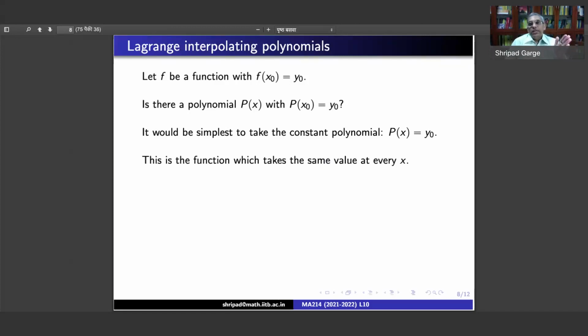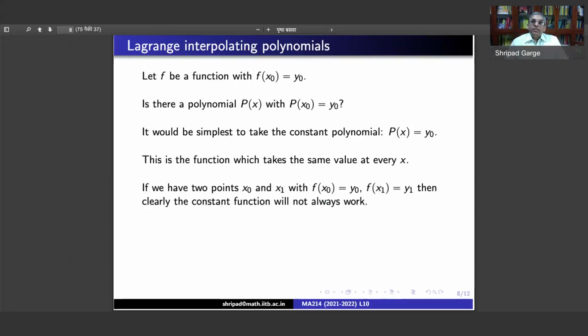At every point x, it will have the same value, which is y0. Okay. So once having cleared this thing, in mathematics, it is also very important to do some of the most initial cases. So once you have done with the initial cases, only then you can build some theory for the higher cases. And that's what we are going to do.